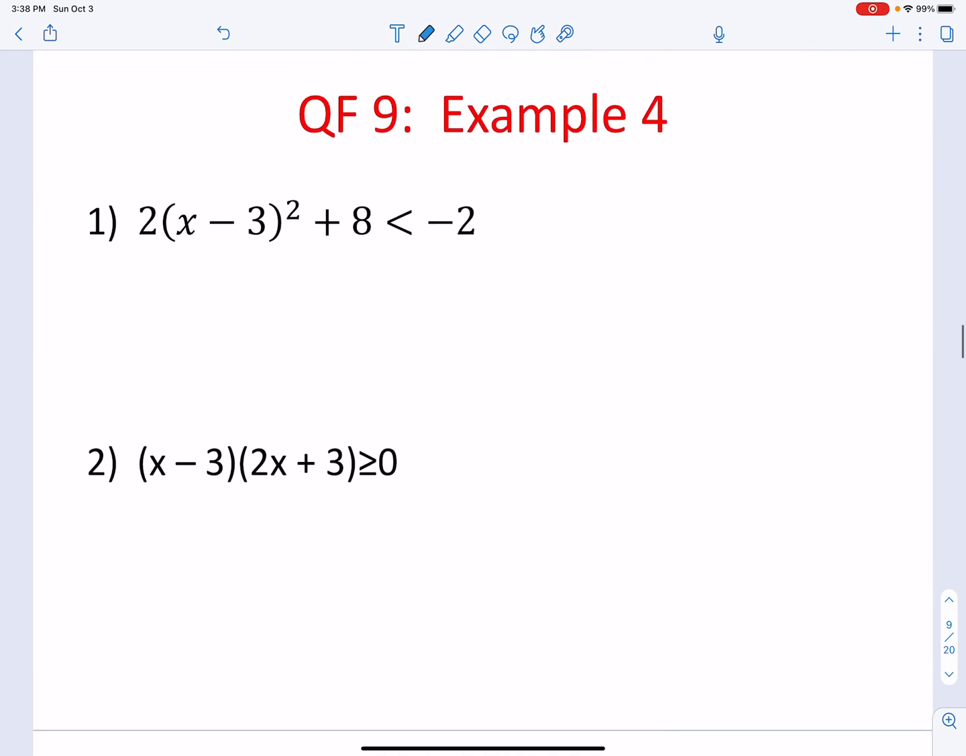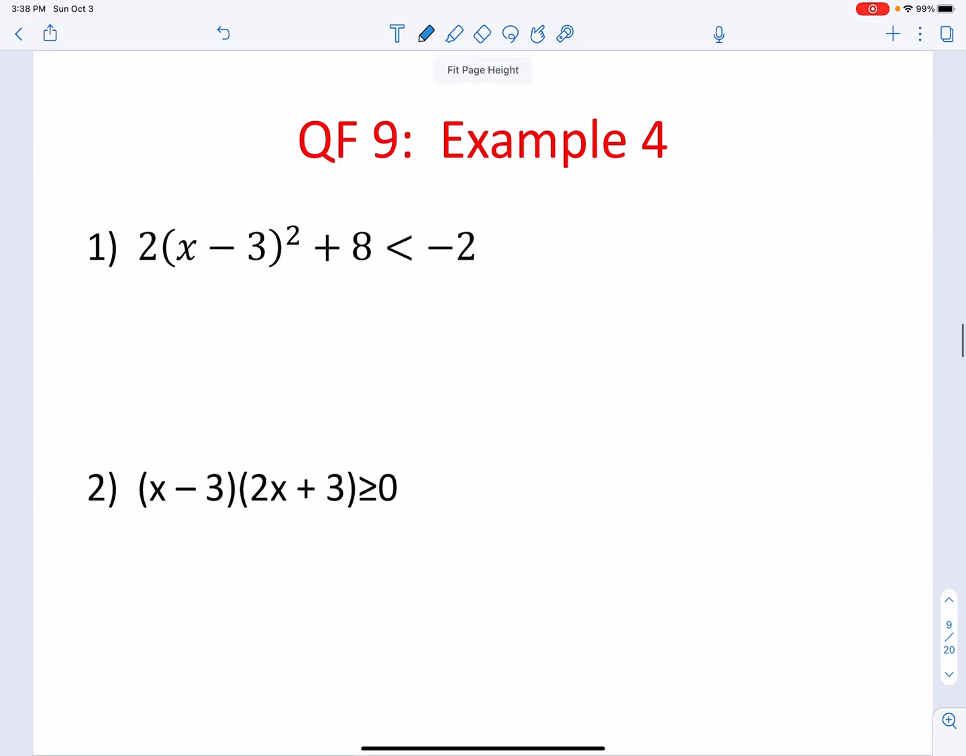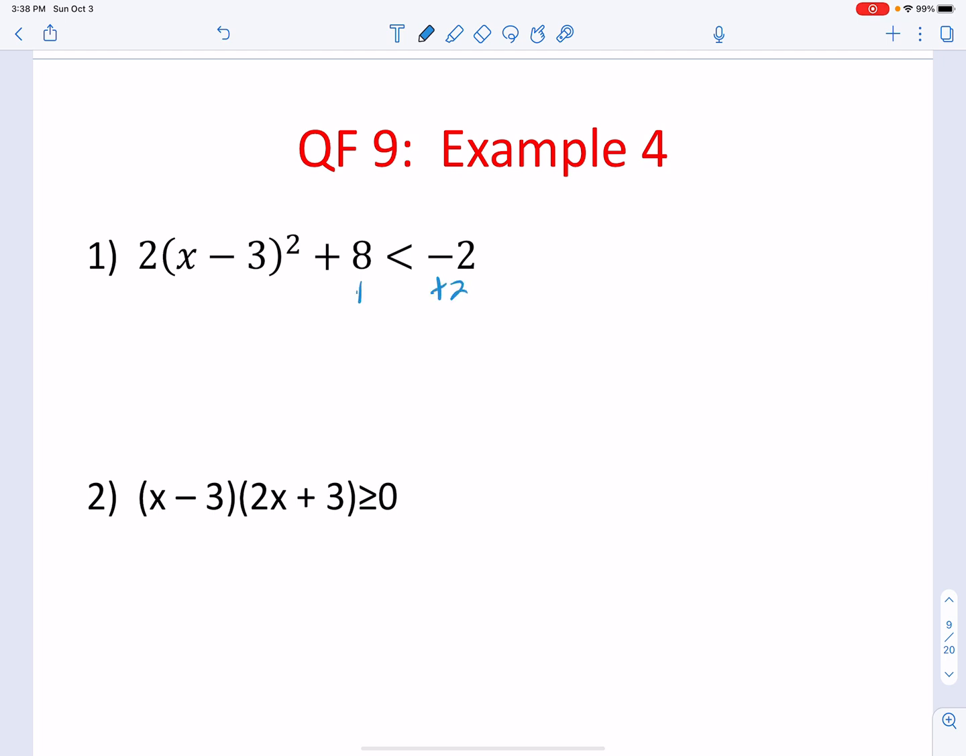The one thing I did not show on Friday is sometimes in the textbook, they put it equal to a number. So you can take this thing and you can say, okay, I'm going to add the 2. So I get 2(x minus 3) squared plus 10 is less than y because we're going to put it as 0. So you can solve it this way.